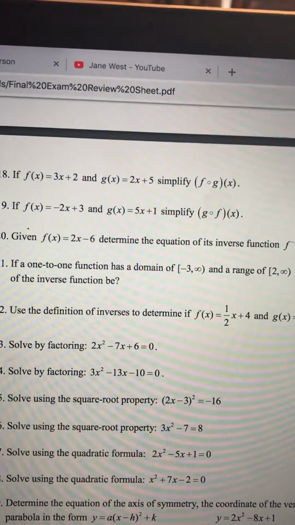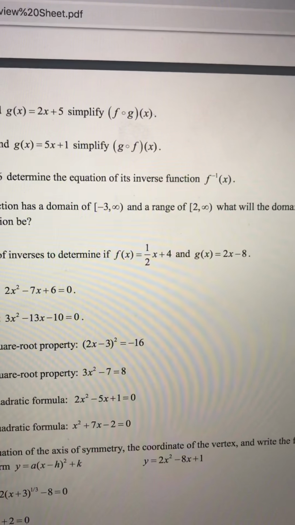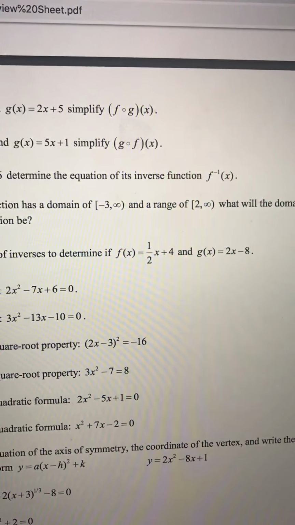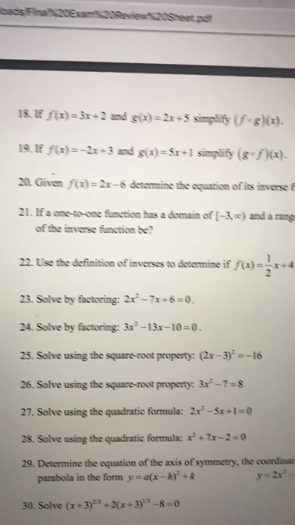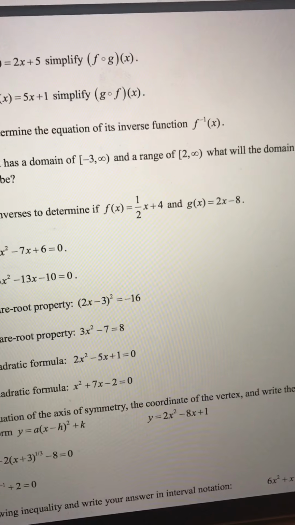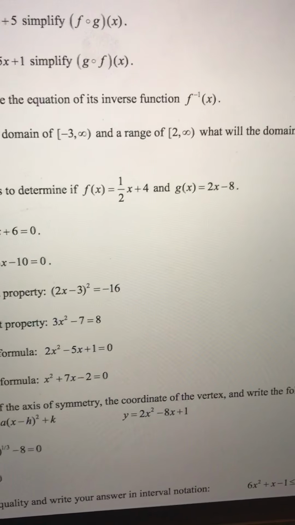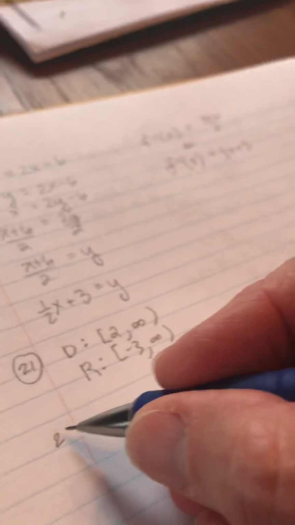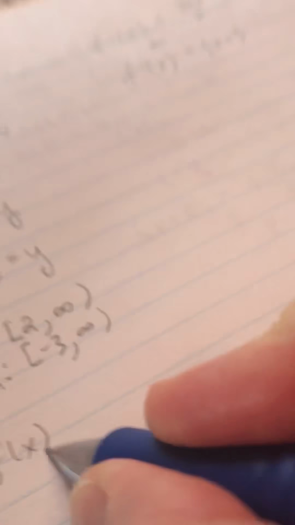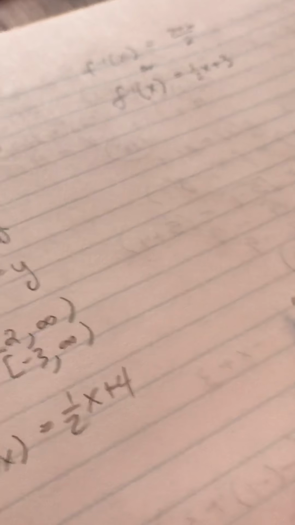Number 22. Use the definition of inverses to determine if f of x equals 1/2 x plus 4 and g of x equals 2x minus 8 are inverses. A little bit of a typo there. It should say to determine if they are inverses. All right, so we're looking at f of x equals 1/2 x plus 4 and g of x equals 2x minus 8.